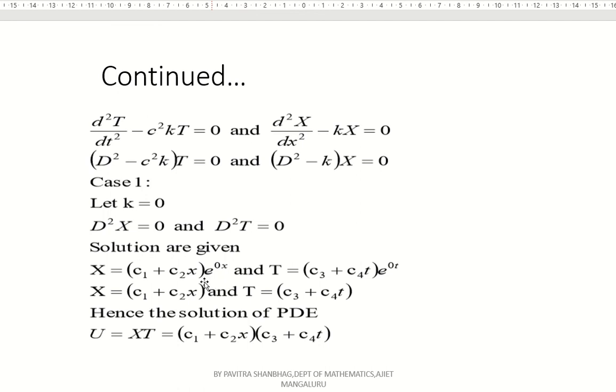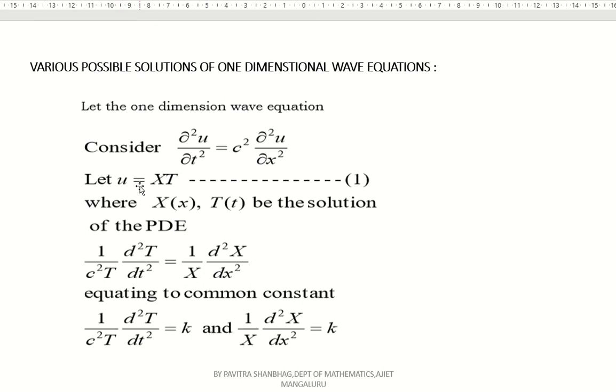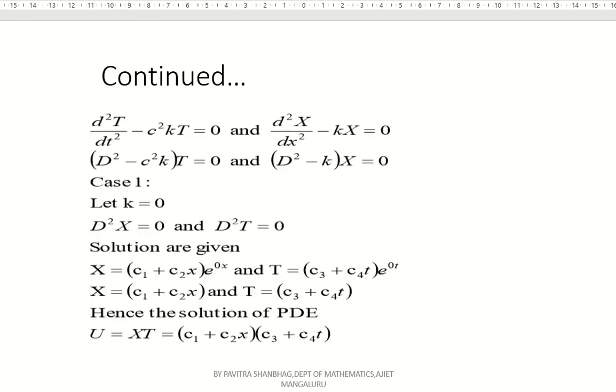So at the end you have to write u equal to XT, because we have chosen the product form u equal to XT. Just replace capital X and capital T. Just multiply (C1 plus C2x) into (C3 plus C4t). This is one case. Now let us discuss the second case.